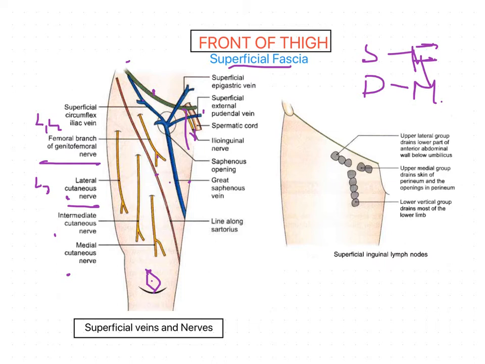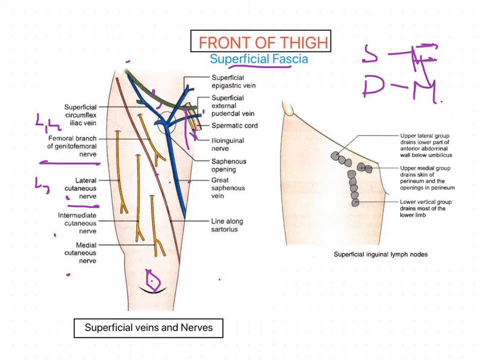If you see the cutaneous arteries, here we can't find them in this picture, but the cutaneous arteries are the superficial external pudendal artery, the superficial epigastric artery, and the superficial circumflex iliac artery. These are the three small arteries arising from the femoral artery, which is seen just below the inguinal ligament.